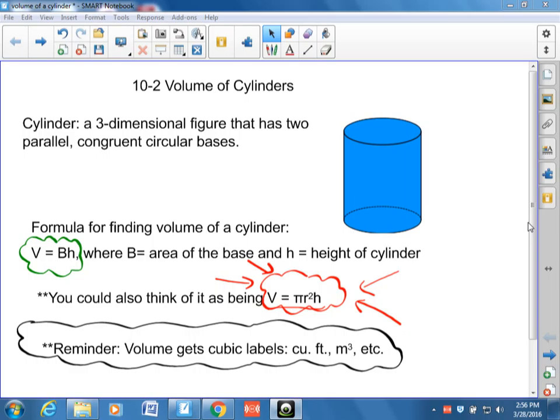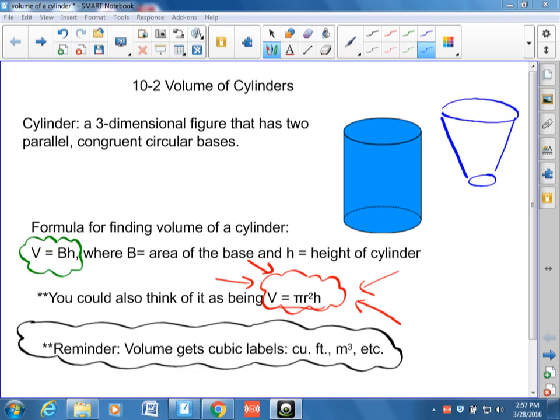Today our focus is volume, and we need to understand that a cylinder is a three-dimensional figure that has two parallel congruent circular bases. So you see in the diagram that I have, the bases are the same size. That's what congruent means. We can't have something where it's got a narrower bottom and then works its way up, something like that. This is not a cylinder, right? The bases need to be exactly the same size.